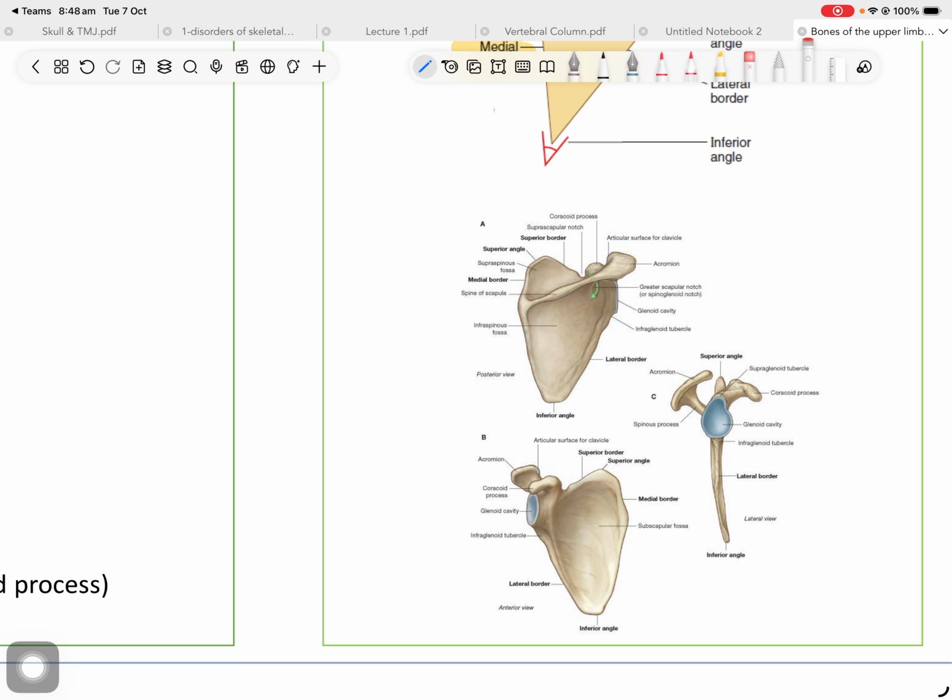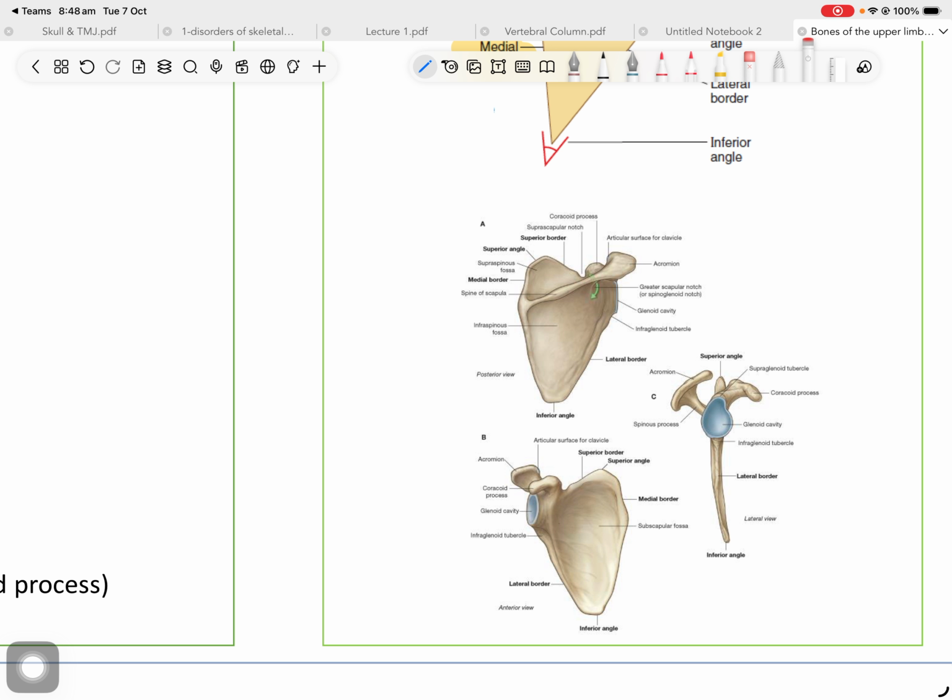Above this spine, we call this fossa the supraspinous fossa because it gives origin to a muscle. We call it the supraspinatus muscle. Below this spine, we call this area the infraspinous fossa because we have another muscle attached to this fossa. We call it the infraspinatus muscle.